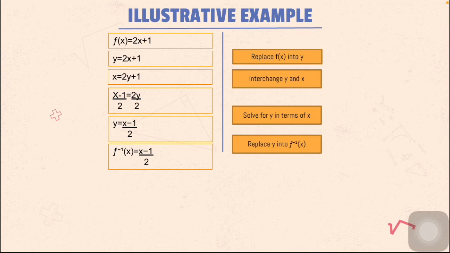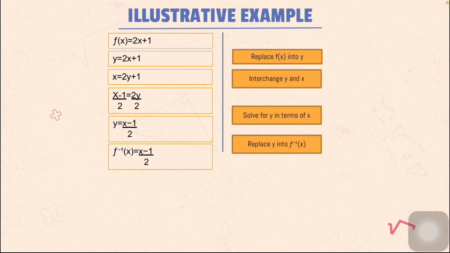So, kailangan lang tanggalin. So, next, solve for y in terms of x. So, kailangan natin tanggalin si 2 sa y. So, i-divide natin both sides by 2. So, magiging x minus 1 all over 2. So, makakancel yung 2 dun sa y. So, meron na tayong y equals x minus 1 all over 2.